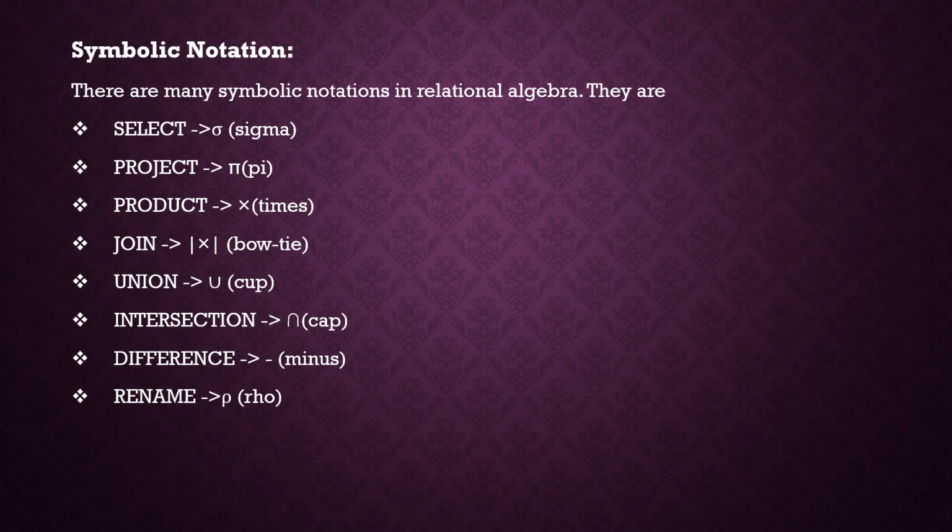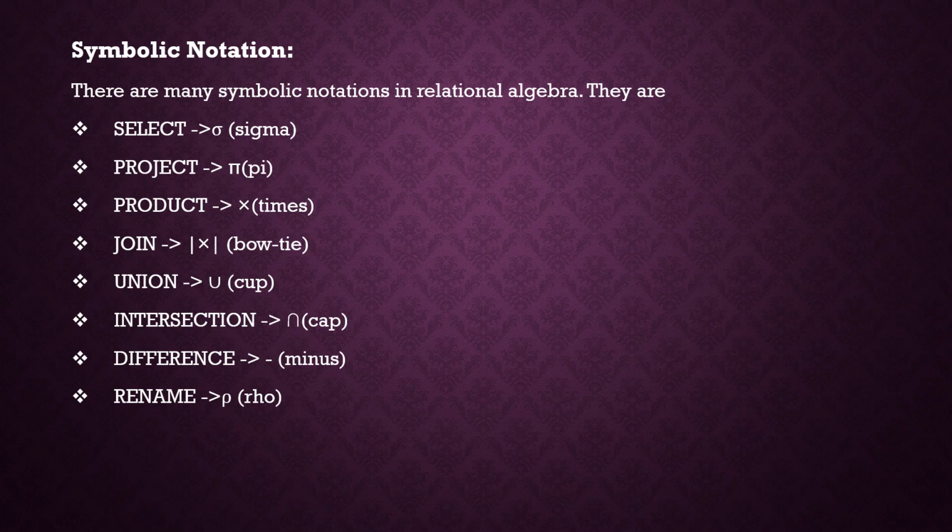And union can be represented by U, or we can say cup. Next one is intersection, which can be represented using the cap. Next one is difference, minus, and rename can be represented by using rho. These are the symbolic notations used in relational algebra.